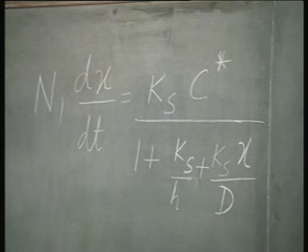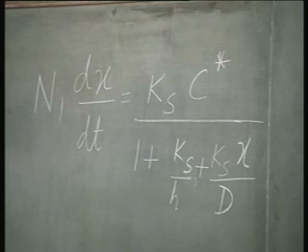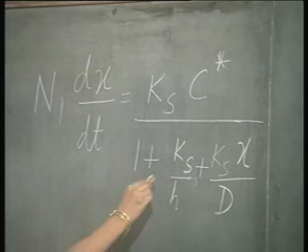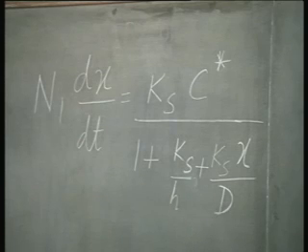Let me quickly remind you what all these terms stand for. N1 is the number of oxidant molecules per unit volume of the oxide, dx dt is the oxide growth rate, x being the oxide thickness and small t being the time, Ks is the reaction rate constant, C star is the equilibrium constant of the oxidant species in the oxide, H is a multiple constant, you know it contains the gas phase mass transfer coefficient and Henry's constant and Kt, and D is of course the diffusion coefficient.